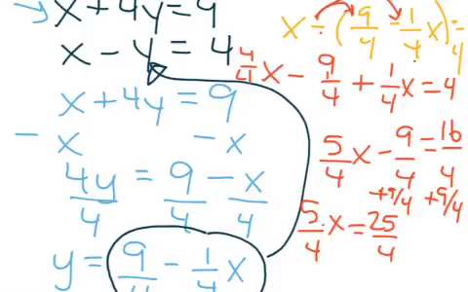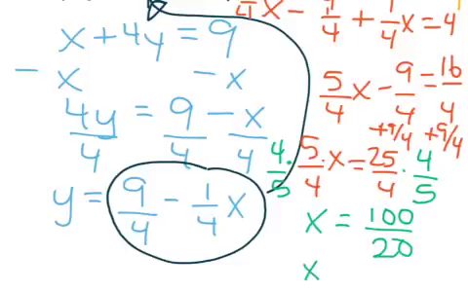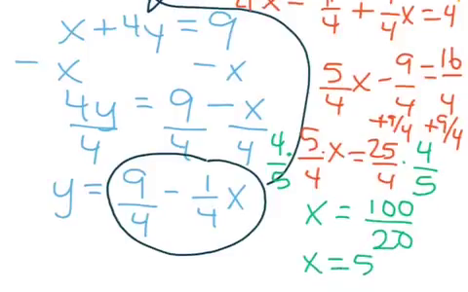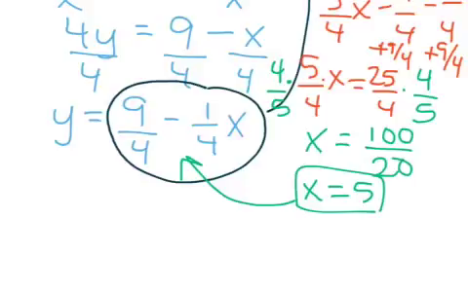So now, think back to when we were doing this. If I have a fraction times x, if I want to get rid of the times, we would think divide. But when we're dealing with fractions, that's the same thing as multiplying by the reciprocal. So I get 25 times 4 is 100. 4 times 5 is 20. And 100 divided by 20 is 5. So I get x equals 5, and then I can plug that back in.